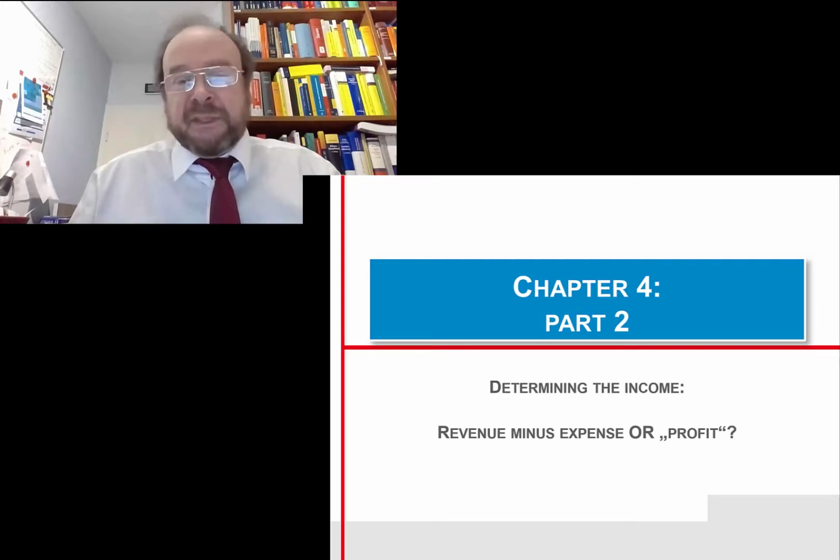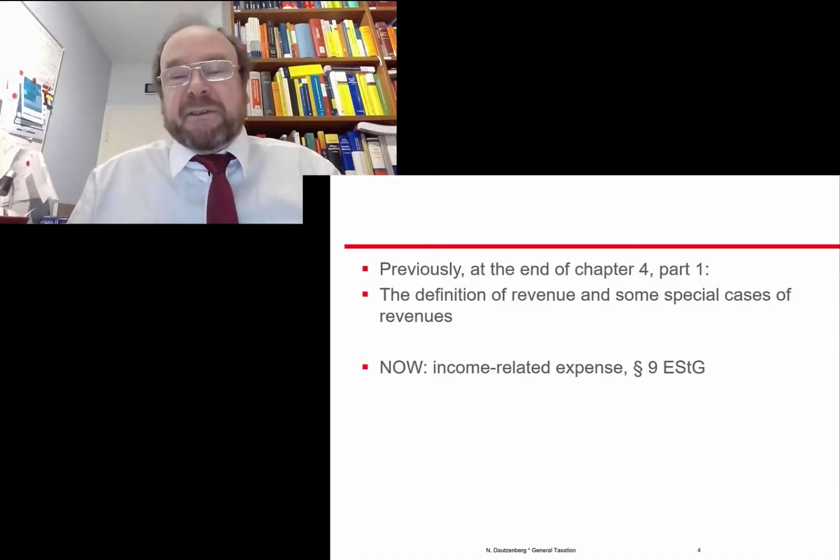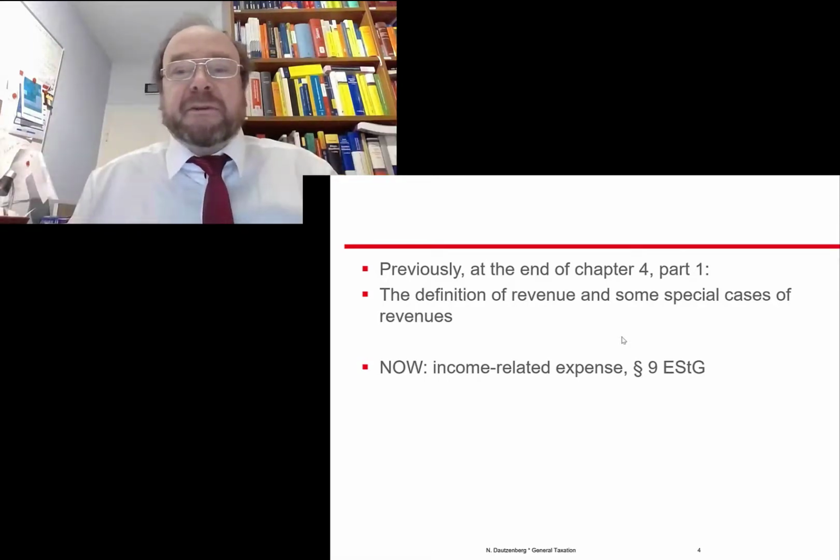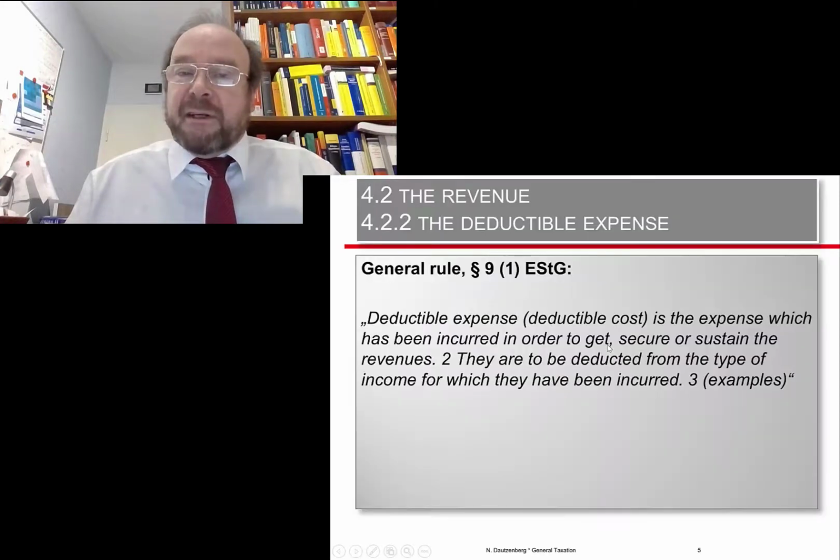So what's revenue minus expense, or what's profit? Previously, at the end of Chapter 4, Part 1, we arrived at the definition of the revenue and some special cases for revenues. And now let's turn to what we can call income-related expense, so the amounts which you can deduct from the revenue in order to arrive at the total, the income.